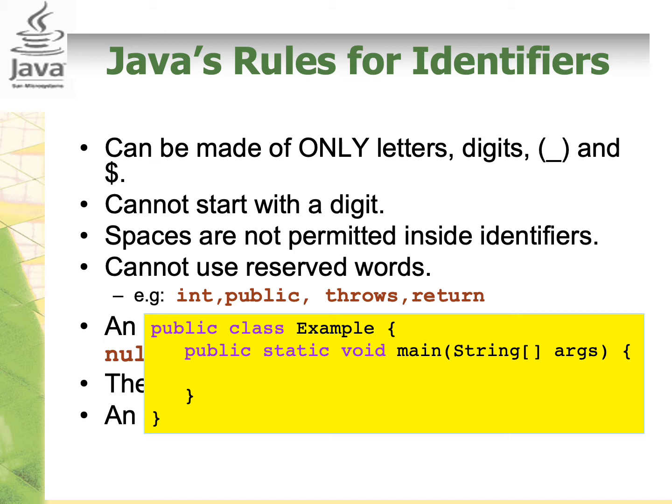Yes, we can use those words. So example is the identifier of the class, main is the identifier of the method, and args is an identifier for a variable.